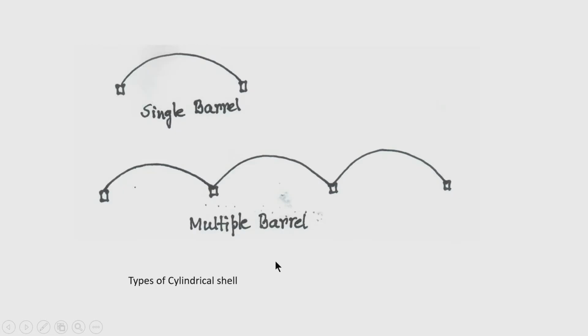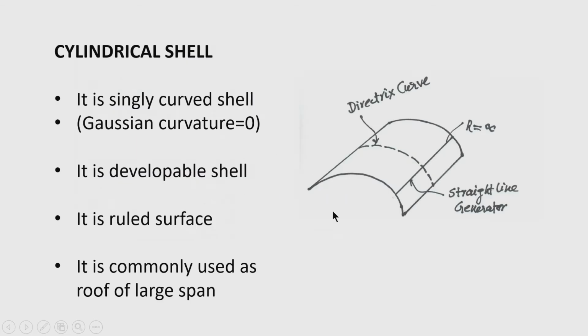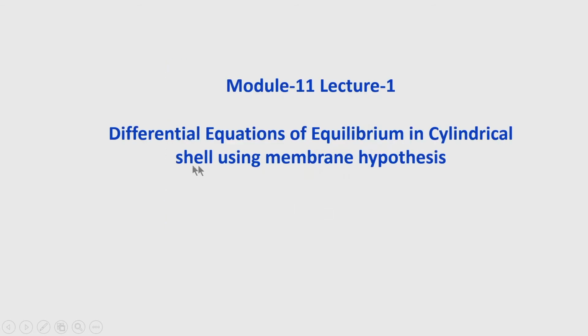The cylindrical shell may be of single barrel type, that is, here it is a single barrel cylindrical shell, or it may be multiple barrel cylindrical shell. You can see that cylindrical shell has been provided with the edge beam here. Here the intermediate edge beams are also there. So, it is having multiple supports in different spans. These are the exterior supports and these are the interior supports. Today our focus will be to derive the differential equations of equilibrium in cylindrical shell using membrane theory.